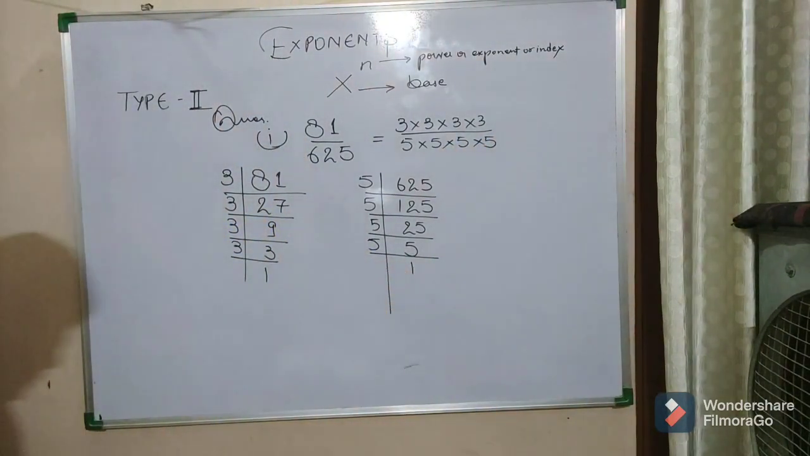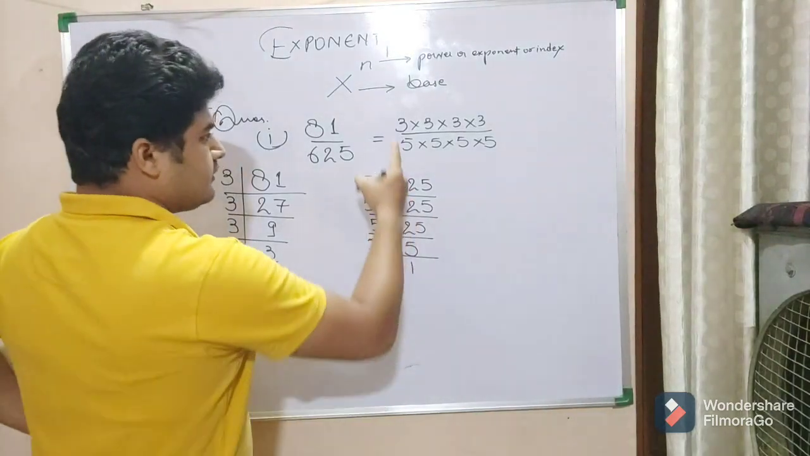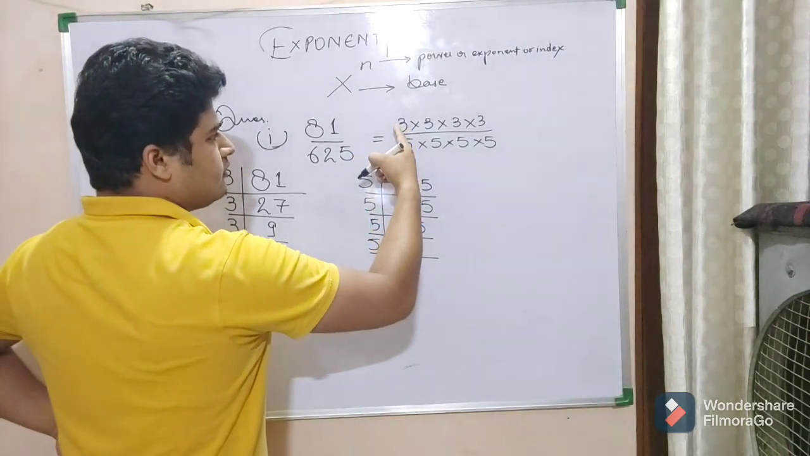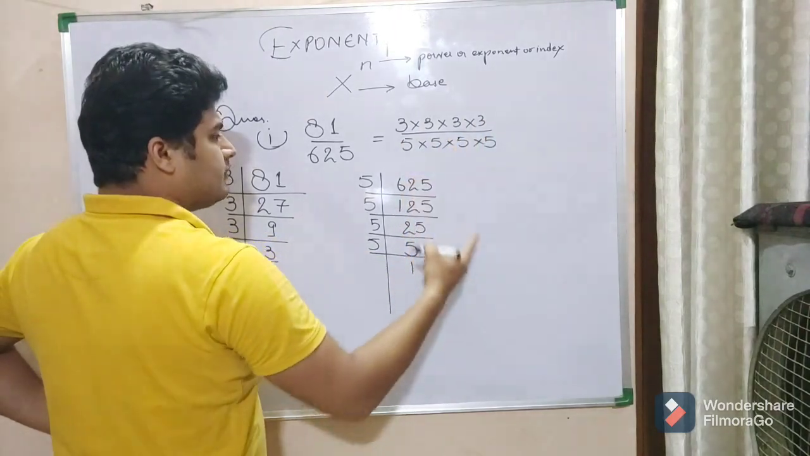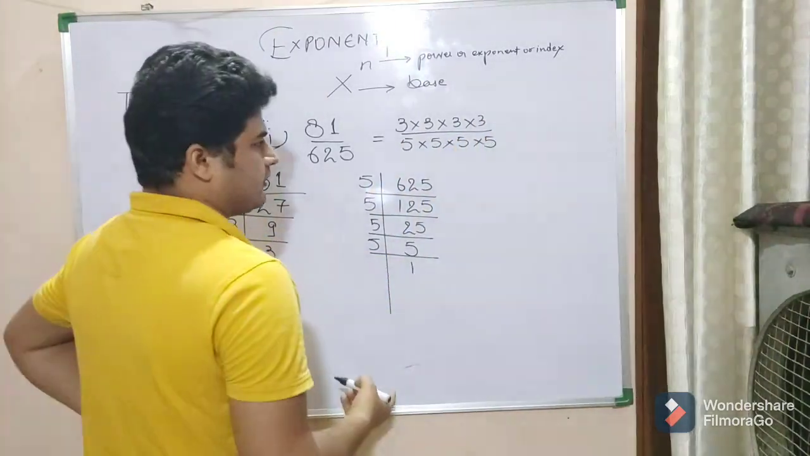Now generally you will get the number of times the numerator is repeating, the same number of times the denominator will be repeating.